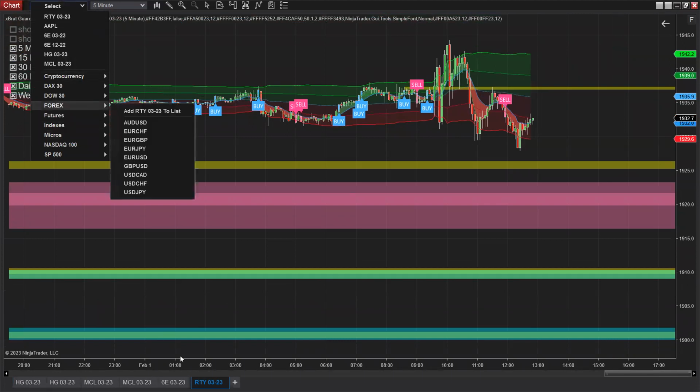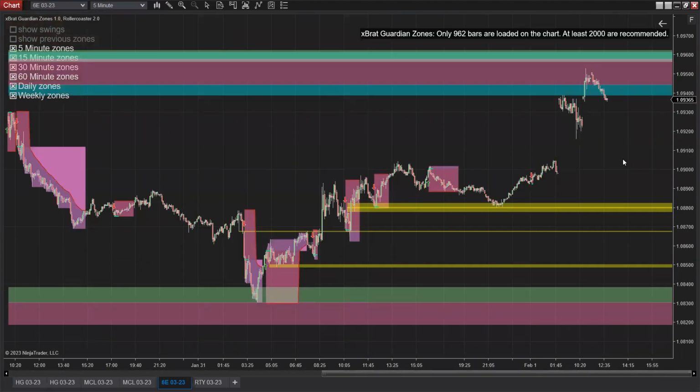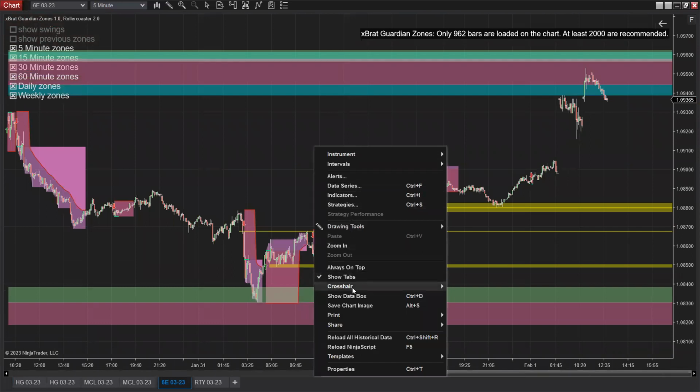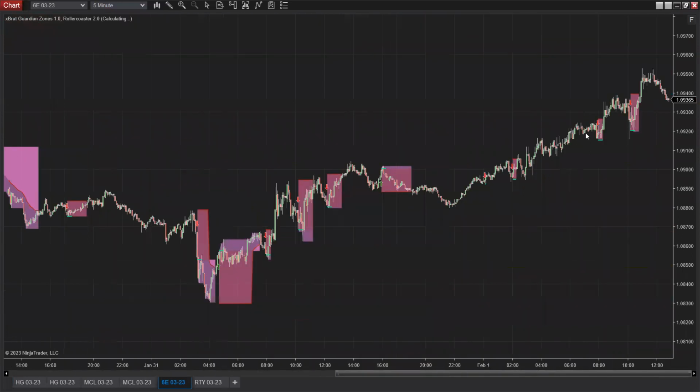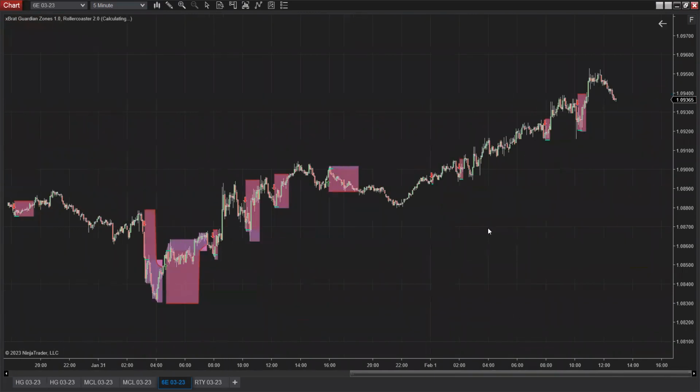So did I get the 6E working eventually? Yeah, let me just reload historical data. So if you see gaps in your data, guys, right click, reload historical data on NinjaTrader. Okay, those gaps have disappeared now.